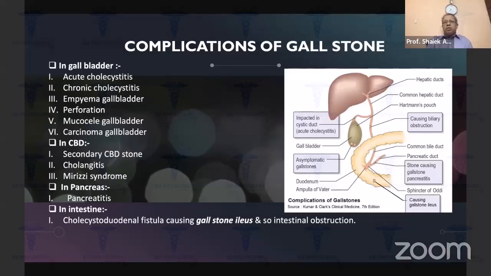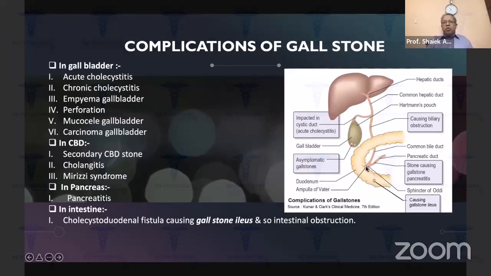Where there is inflammation, there is adhesion by inflammatory exudates to the surrounding structures. And that adhesion ultimately causes a pressure effect and fistulous formation. That fistulous formation causes migration of the stones to the common hepatic duct or the intestine, causing the syndrome which is called Mirizzi syndrome. It is a very favorite term, Mirizzi syndrome. So everybody must know it, particularly surgical people.